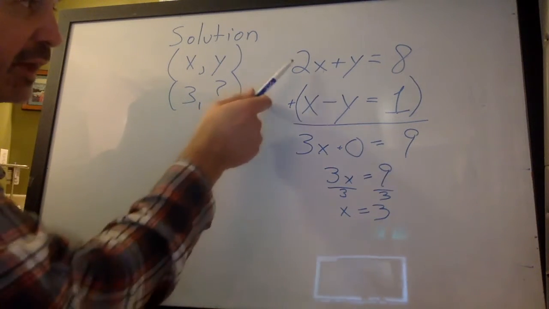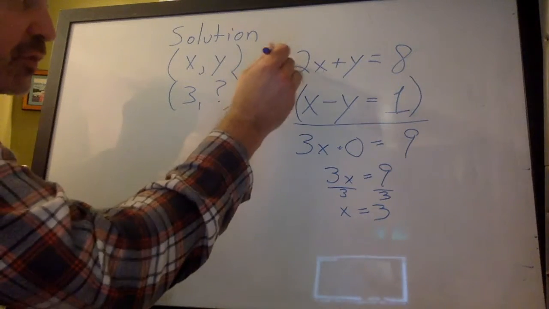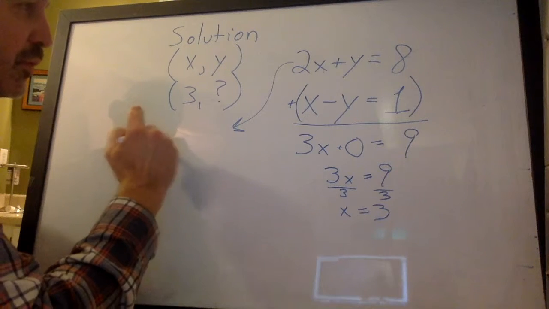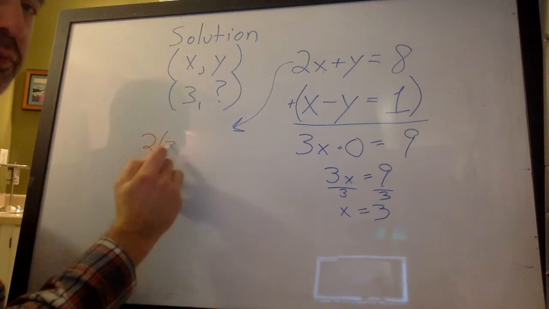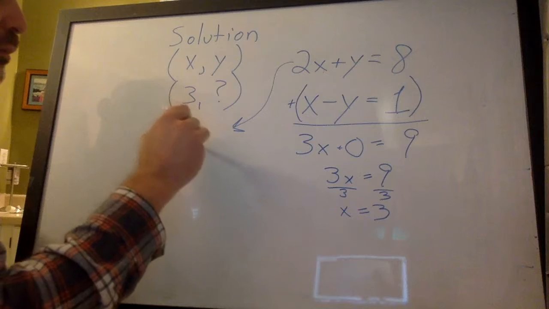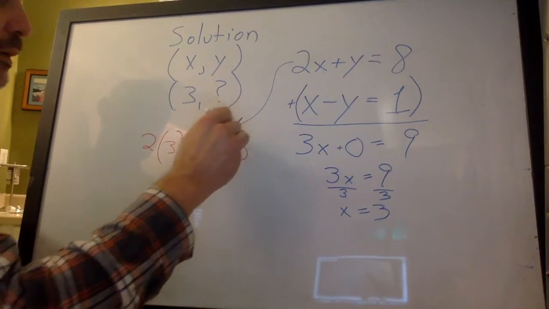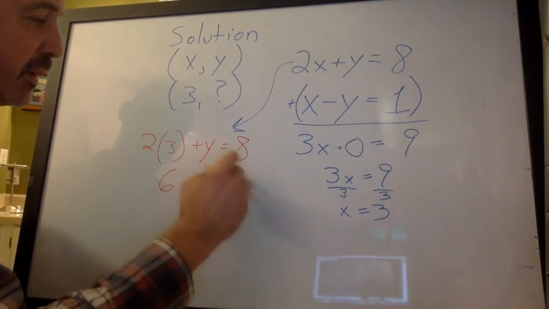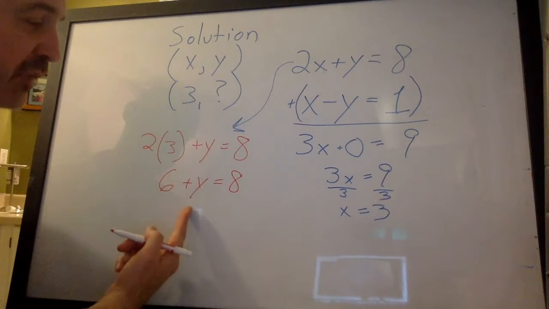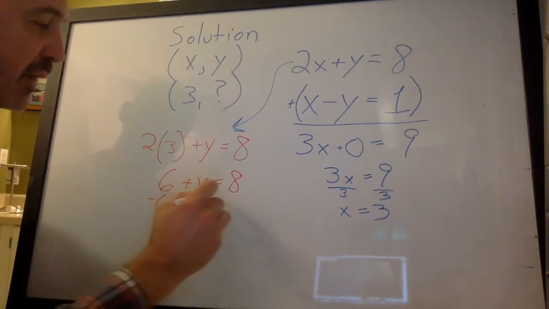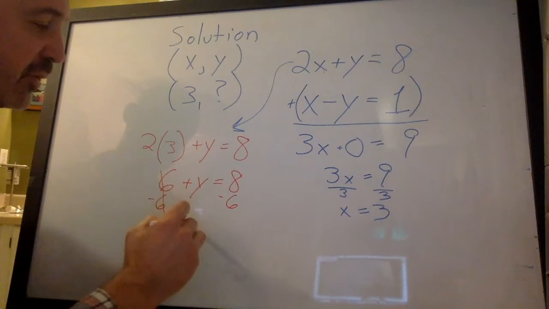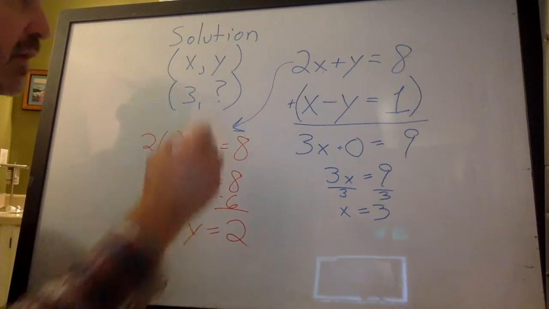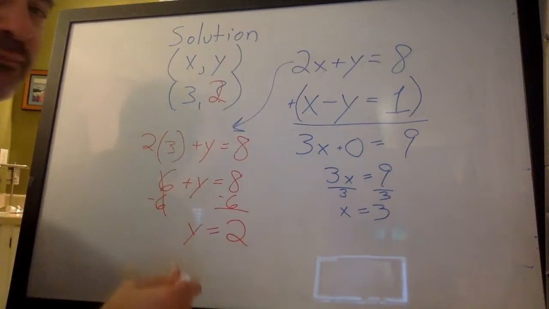Let's try plugging in x into each equation. So for the first equation, 2 times 3 plus y equals 8. So 6 plus y equals 8. I'm going to stop here and recognize that y has to be 2, or I could subtract 6 from both sides. Cancels out. Y equals 2. So I'm pretty sure that my answer is 3, 2, right?